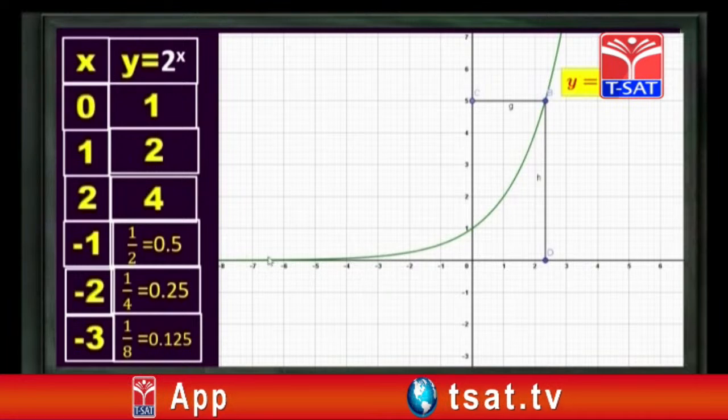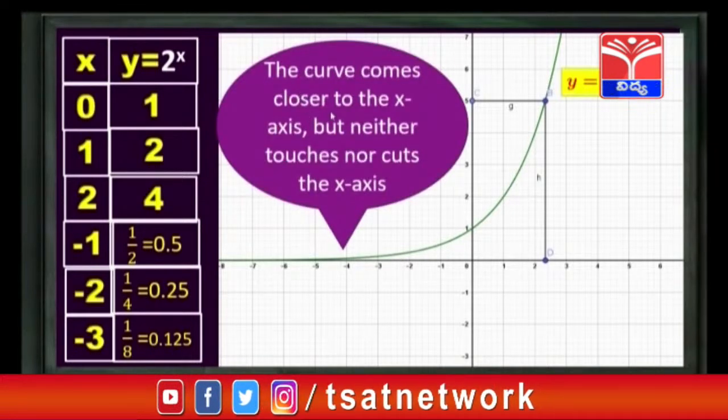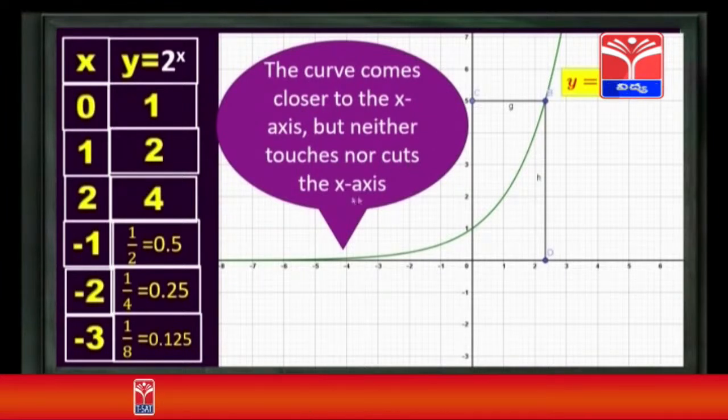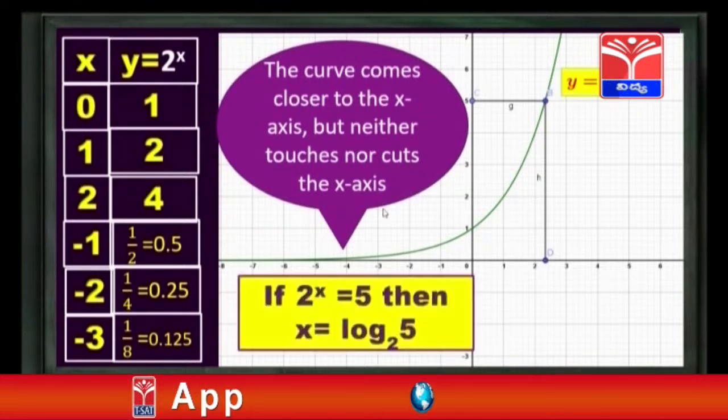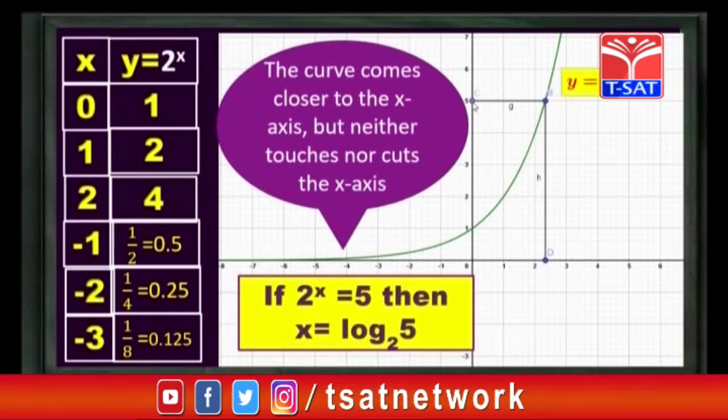If you take x equal to minus 10 also, it will not touch the x axis. So what we can conclude is the curve comes closer to the x axis, but neither touches nor cuts the x axis. So if 2 power x is equal to 5, then x is equal to log 5 to the base 2.